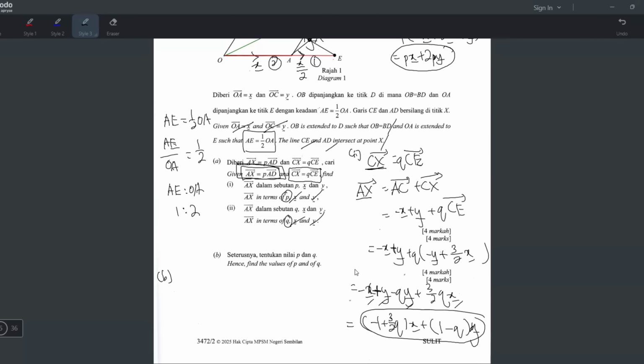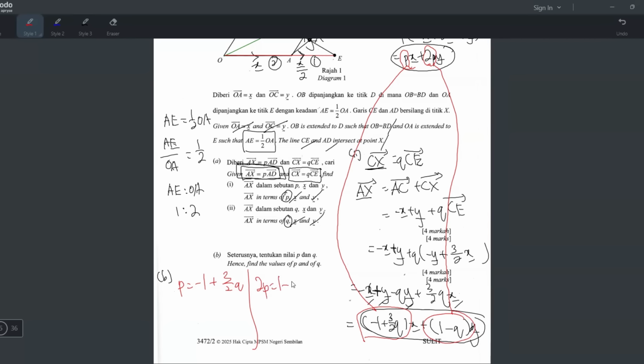And when I equate, how to find the P and Q? We will compare the i and the j. We'll compare whatever is before X and whatever is before X here. So it will be P equals -1 plus 3 over 2Q. Okay, P equals -1 plus 3 over 2Q. And then for the other one, the Y, the number before Y compare with whatever is before Y. Just compare. So it becomes 2P equals 1 minus Q.